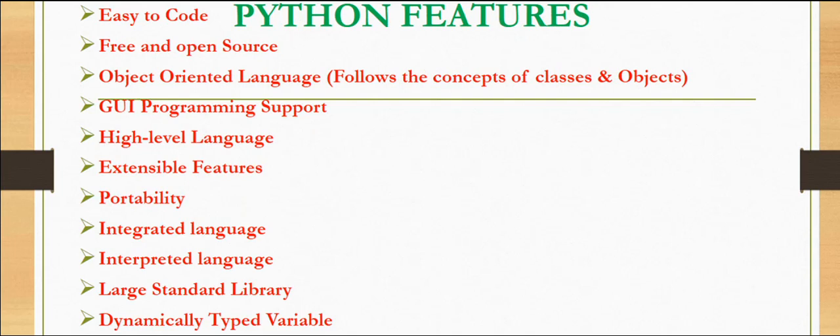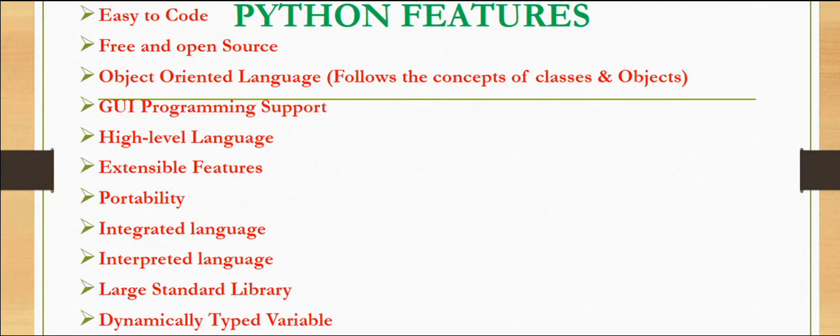So students, now comes to Python features. I've already told you Python is very, very easy to code. It's a free and open source language. Its code is openly available to public, and then its object oriented features, that it follows the concepts of classes and objects. Then comes GUI programming support. Python can be used to program desktop applications. It not only supports the web designing and web application, it also supports desktop application. It provides the Tkinter library that can be used to develop user interfaces.